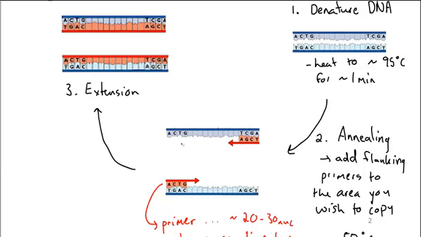Then for extension to occur, you have to add nucleotides so you can base pair, and something called Taq polymerase.